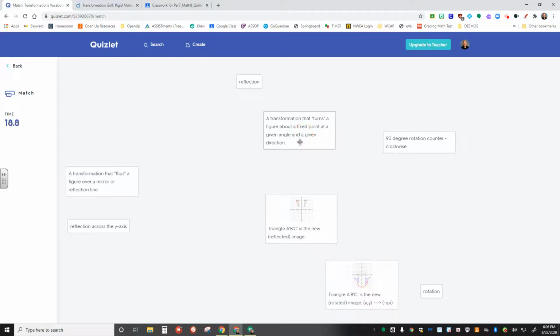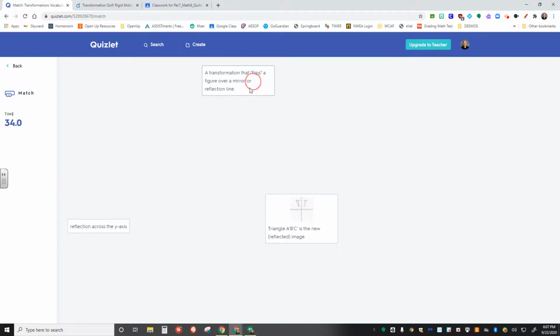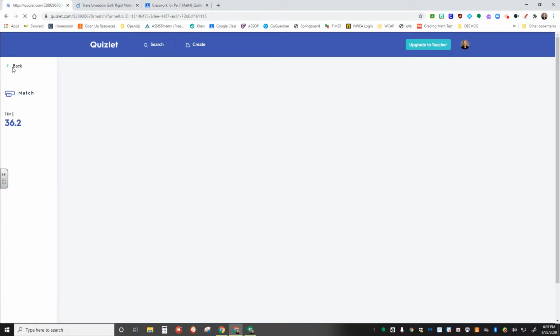A transformation that turns a figure about a fixed point at a given angle and given direction. That sounds like rotation to me. 90-degree rotation, counterclockwise. That one looks like it right there, and we can match them up together. A transformation that flips a figure over a mirror is a reflection, and finally reflection across the y-axis. It'll say congratulations, and it'll put your name up here, and you can play it again and again as long as you want to get it as fast as you want. Go ahead and play that a few times, and try to get the best time.